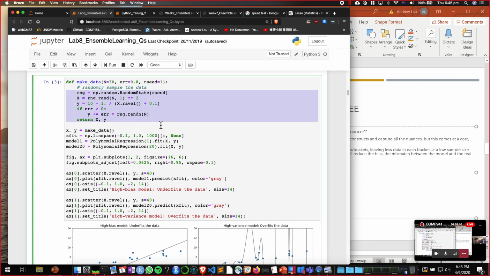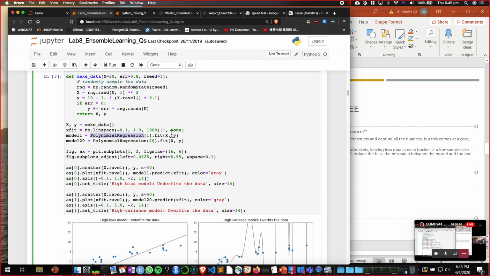It's just generating some random data, and fitting a polynomial regression scikit-learn model to it. So again, this is still a linear regression model. It's just that the predictors or the features have been transformed into a polynomial before we fit our linear regression.